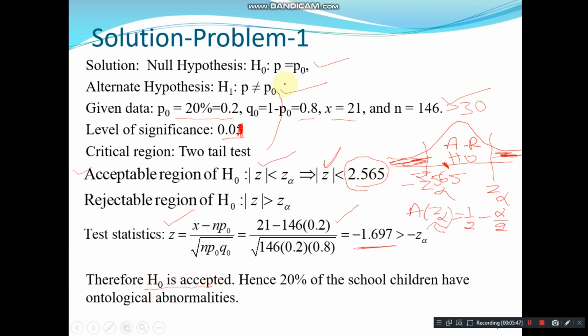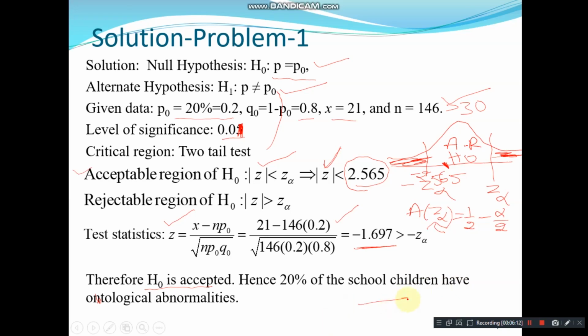But what is the H naught here? P is equal to p naught. So it's nothing but the proportion. The proportion is given as 20%. But regarding the problem, what does 20% mean? 20% of the school children have otological abnormalities. So this is how we conclude regarding proportions, a single proportion.